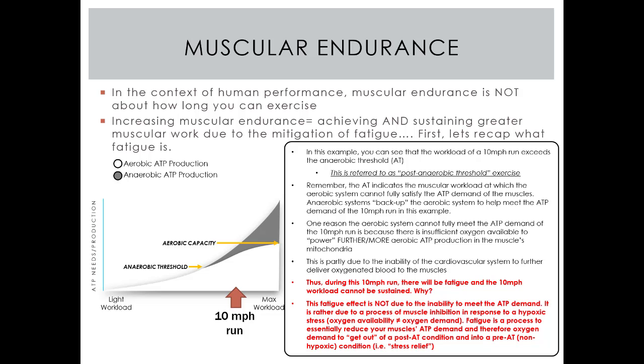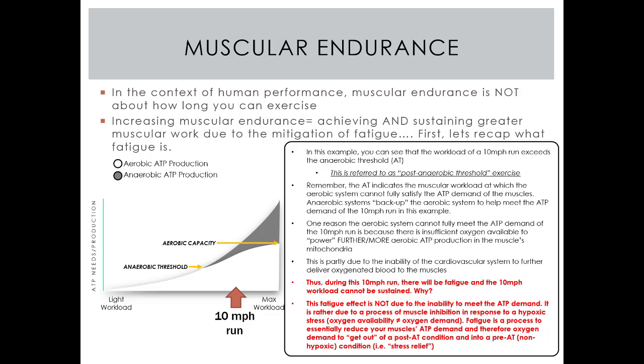So for example, muscular endurance is not about simply how far you can run or how long you can run. It's rather about how much running speed or workload, in other words, that you can achieve and sustain without fatigue. So achieving greater muscular work without fatigue. Sustain is the important term here, as I said before. To further this example, muscular endurance is not just about achieving, say, a running speed of 10 miles per hour, but also sustaining the 10 miles per hour without fatigue.